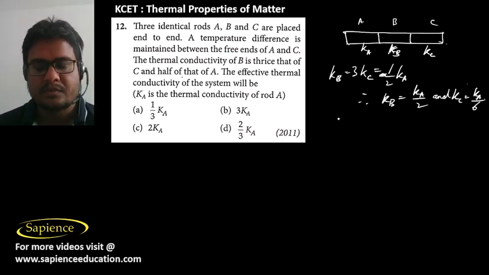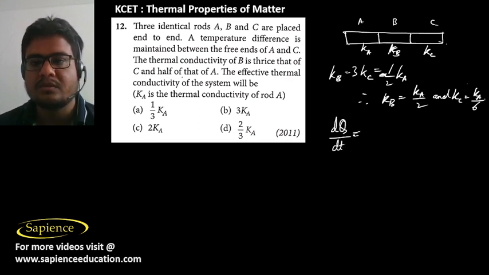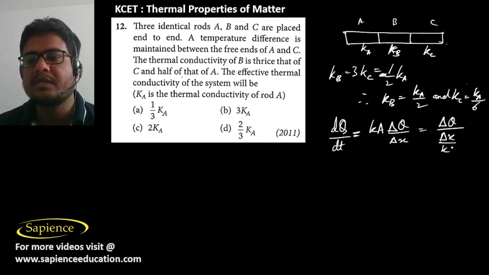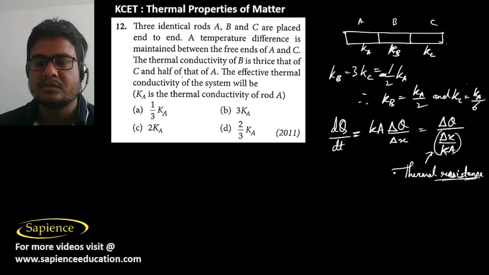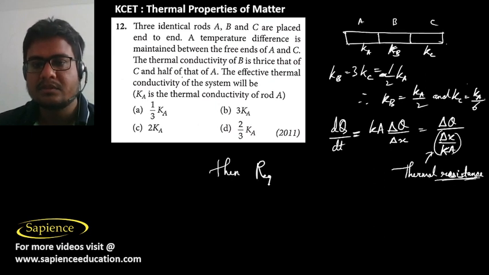Now we know that dQ by dt, the rate of flow of heat by conduction, is equal to KA delta theta by delta x. This is equal to delta theta divided by delta x by KA. This delta x by KA is called the thermal resistance, which acts similar to electrical resistance. When they are kept in series, the equivalent thermal resistance is equal to the sum of the resistances of A, B and C.